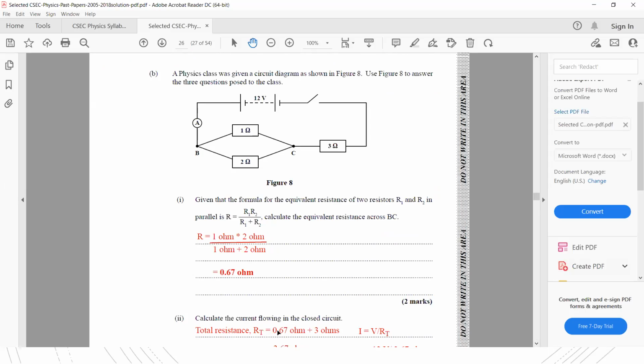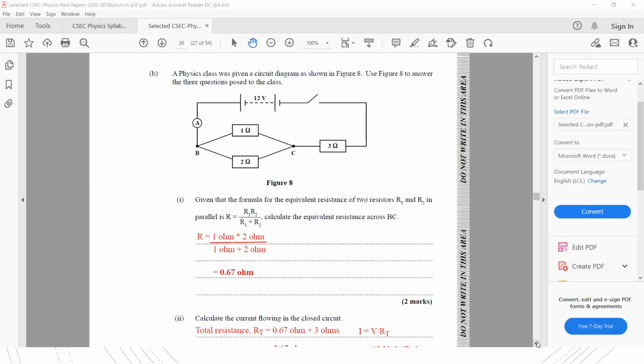So a physics class was given the diagram. We can see that we have the EMF of the battery being 12 volts, connected to a 1 ohm and a 2 ohm resistor in parallel, and then there is a 3 ohm resistor that is in series with that arrangement. You're given the formula to calculate the equivalent resistance of 2 resistors in parallel, and you're asked to calculate the equivalent resistance across BC.